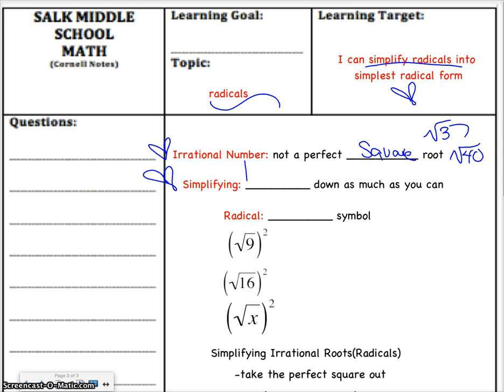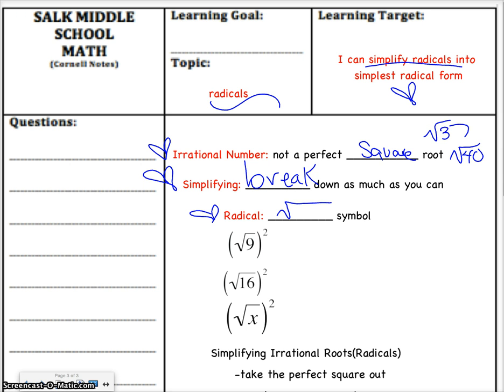Simplifying just means breaking down as much as you can. And that's what we did when we did prime factorization. We simplified a large number into its primes. You break it down. And radical is the square root symbol. Another word for that is radical.